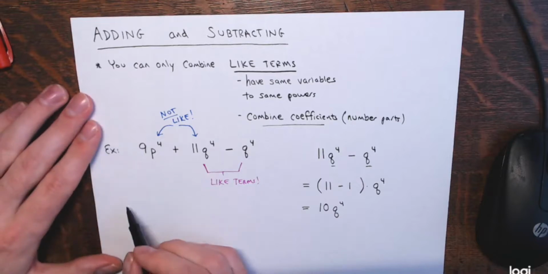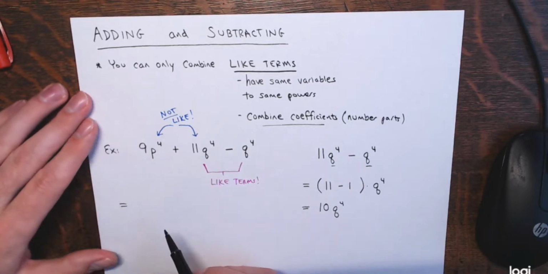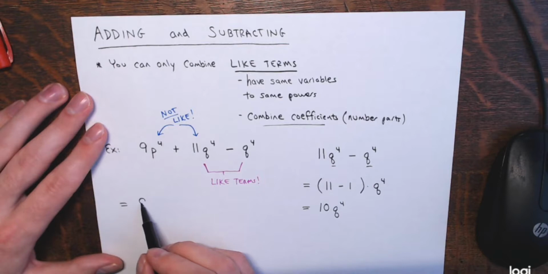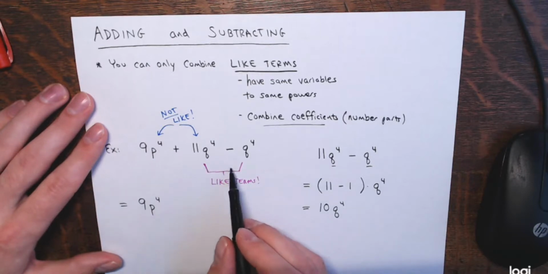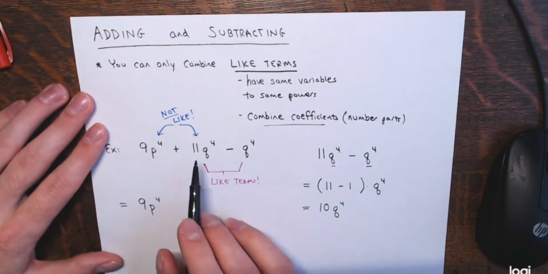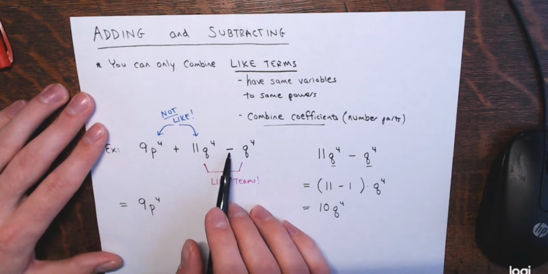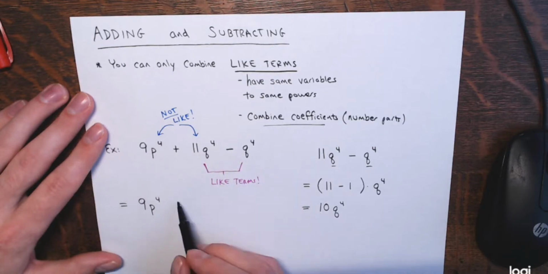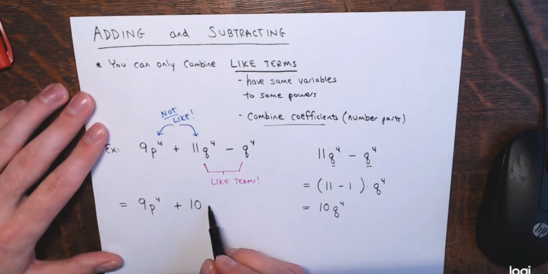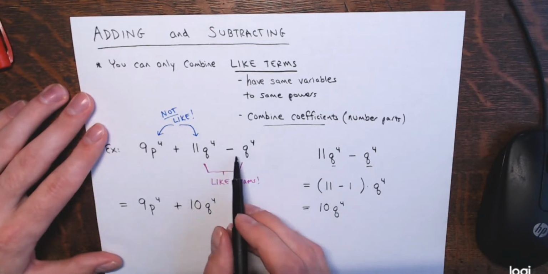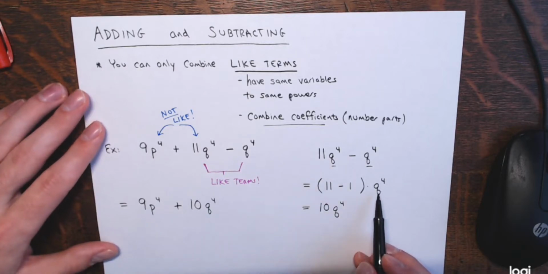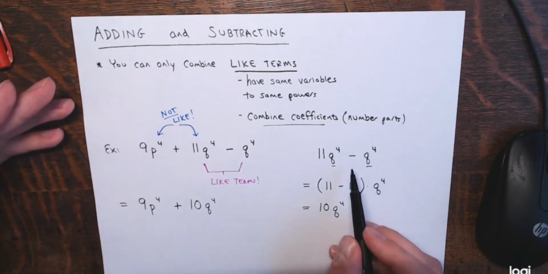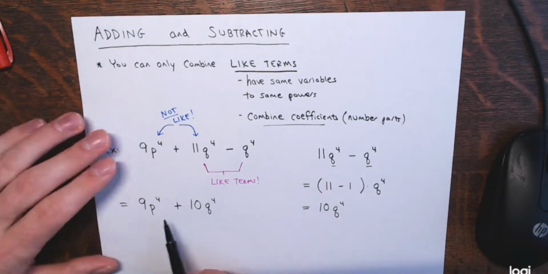So when we're asked to simplify this, the 9p to the fourth doesn't go with anything else. So that term is going to stay the way it is. And it's these two terms, the like terms, that get combined. The positive 11q to the fourth minus 1q to the fourth make positive 10. Right? So plus 10q to the fourth. And again, the power and variable do not change. It gets pulled out by reversing the distributive property, and then you just combine the number parts. And this is it.